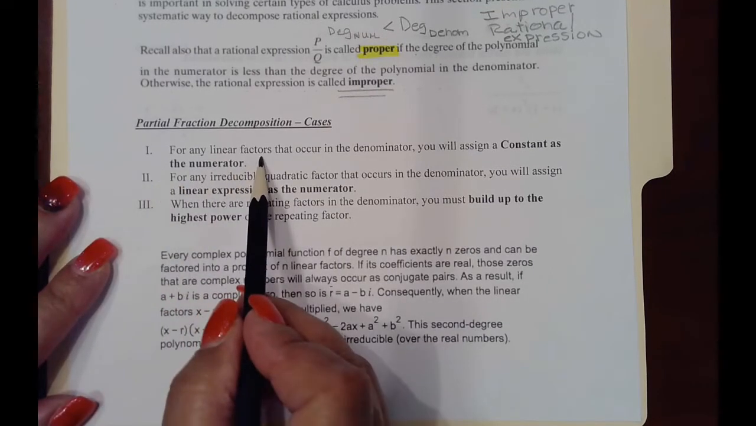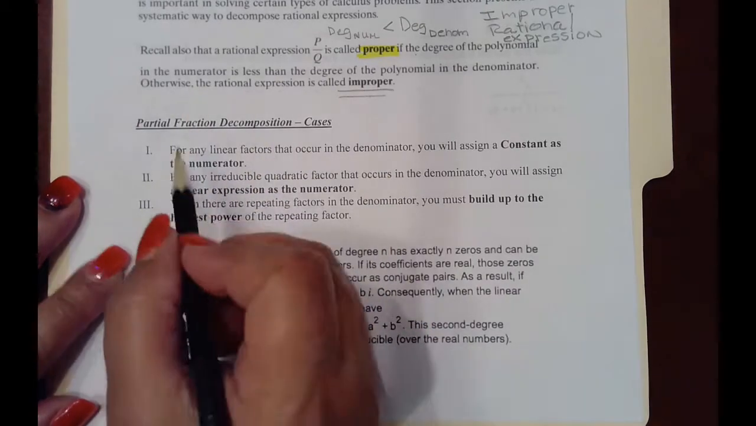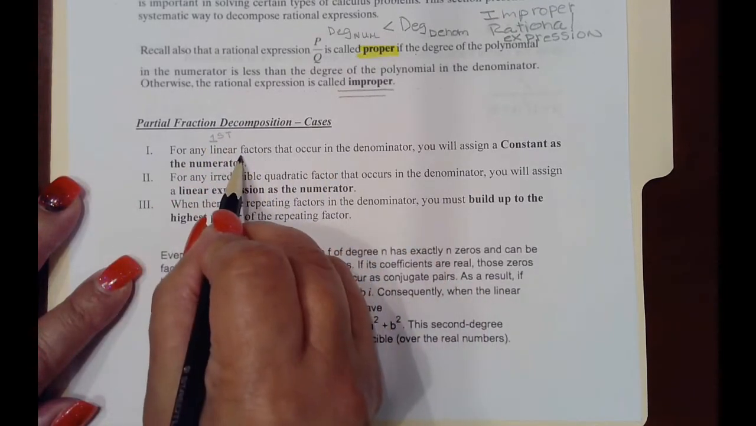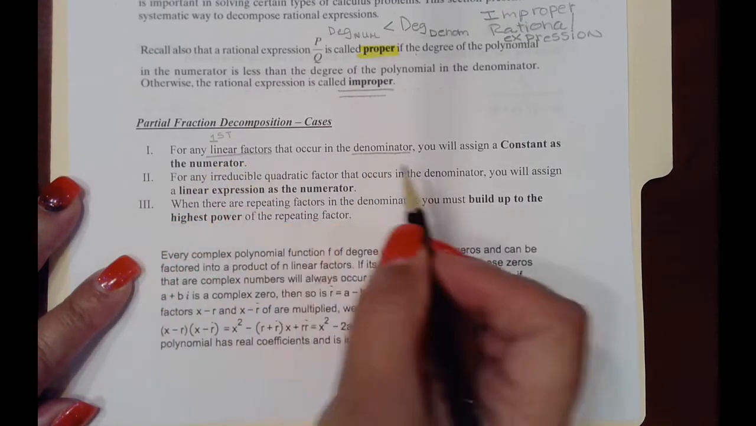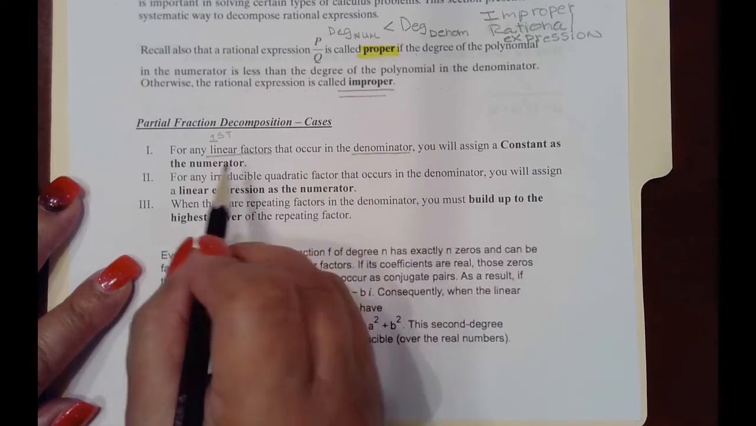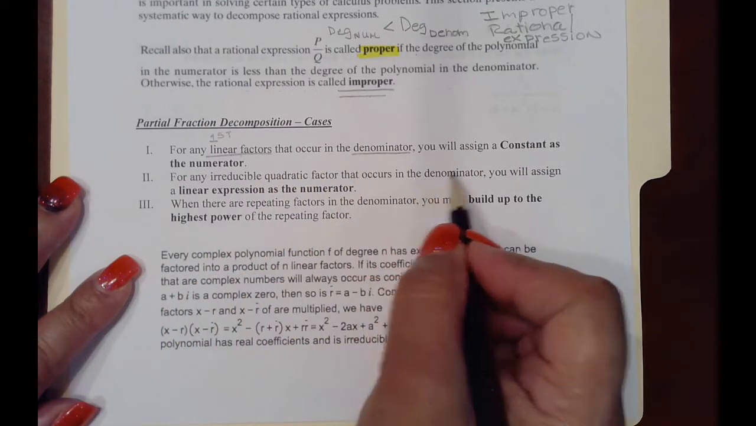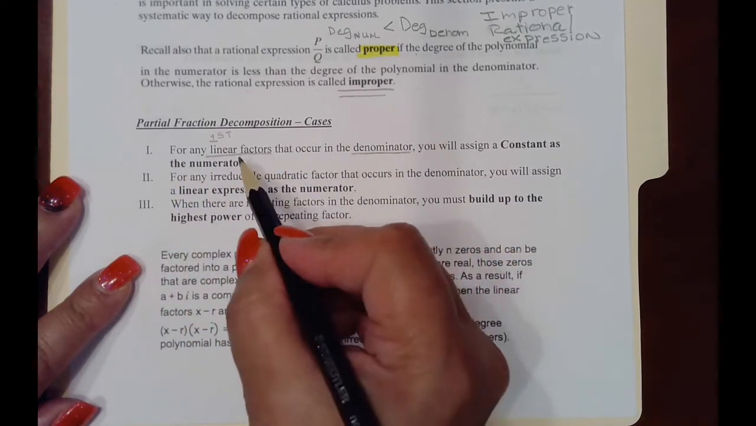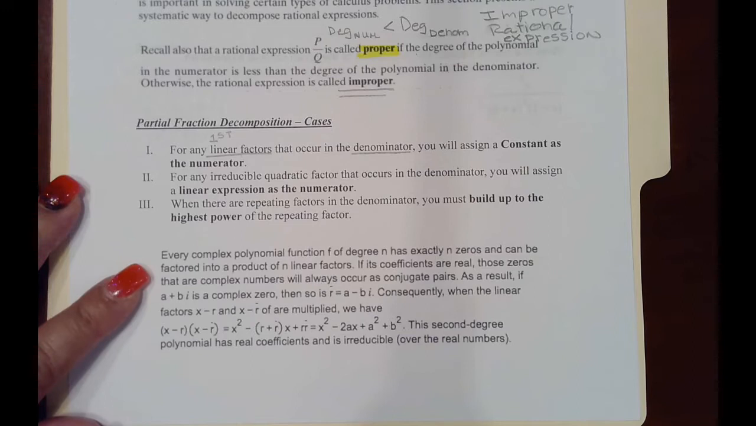For any linear factors that occur in the denominator, and you'll see as we go along, remember, linear means first degree. So you're going to need to factor the denominator. And when you factor the denominator, if those factors are linear, that means that you are going to break them up into partial fractions and you're going to assign a constant as the numerator for each of these linear factors. And I will use this terminology and refer back to these cases as I do each and every problem.